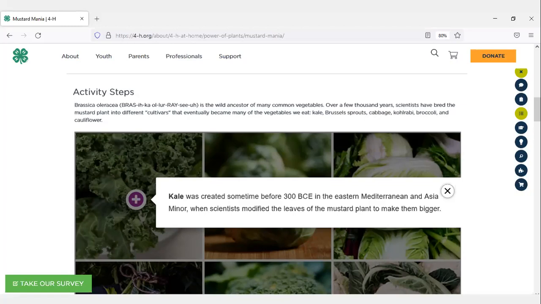being the wild ancestor of many common vegetables. Over a few thousand years, it's been cultivated into these different varieties. And then as you click, there's that little purple plus arrow there. Once you click onto that, it brings up, here's the kale, and here's a little bit of history about kale coming from the Eastern Mediterranean area and Asia Minor, and it talks about the modification of the leaves to make them a little bit bigger. And so you can see the 6 different cultivars that we focus on are all there. So very interactive for the students.